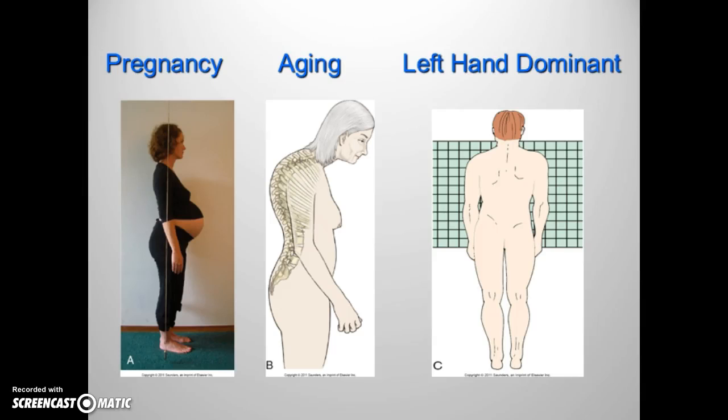Okay, this is part 2 of the PowerPoint on posture. We've already discussed the first 2 pictures on the slide, so we're going to discuss the one on the right. This shows how dominance affects posture. This person is left-hand dominant, so therefore the left shoulder is lower than the right shoulder, and the left hip is higher than the right hip.